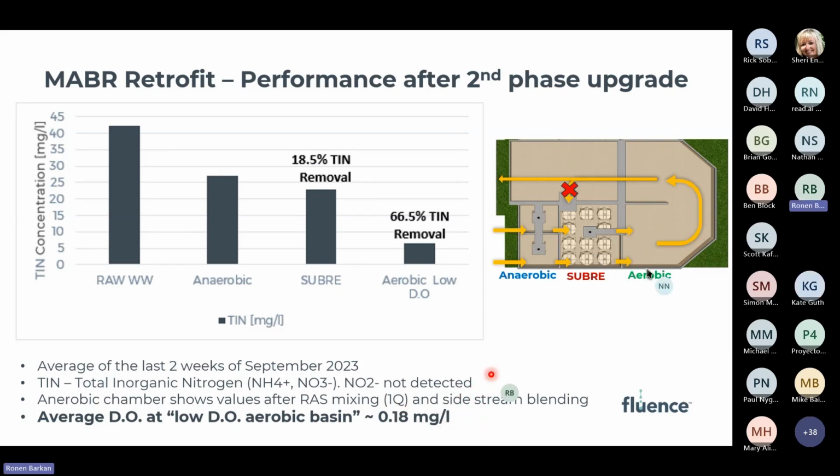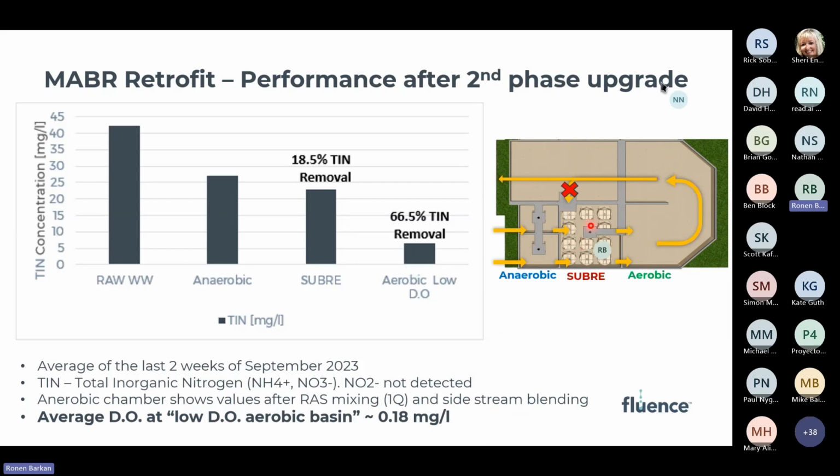So I'll just explain. It seems like the SUBRE TIN reduction is not great, only 18.5%. But two things to note on this. First of all, the SUBRE in here enables us to convert this basin to a low DO basin, which is where the main energy saving is. So the SUBRE is an enabler to operate at a low DO in your aerobic basin, as low as 0.18 milligram per liter, as Neri suggested.